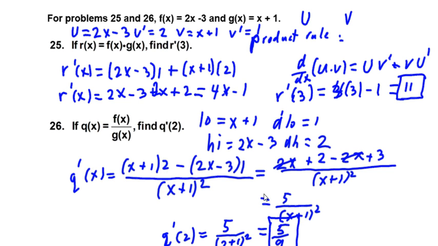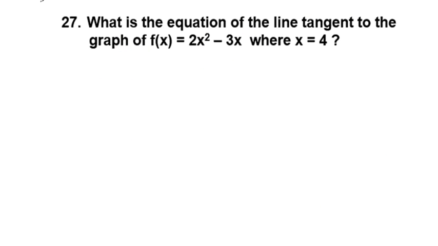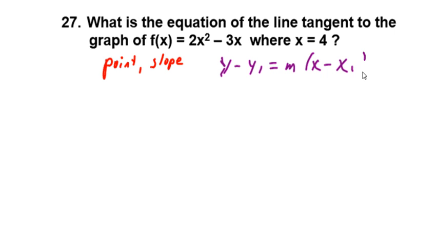That will be our slope of that expression. Next problem, 27. What is the equation of the line tangent to the graph of f of x equals 2x squared minus 3x where x equals 4? We need a point and slope. If we have those two things, then we can use the point slope form: y minus y1 equals m times x minus x1.